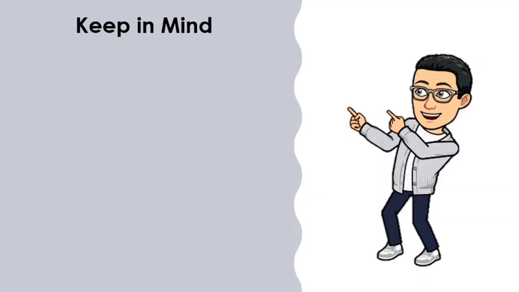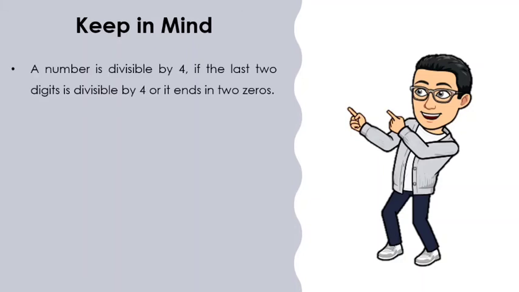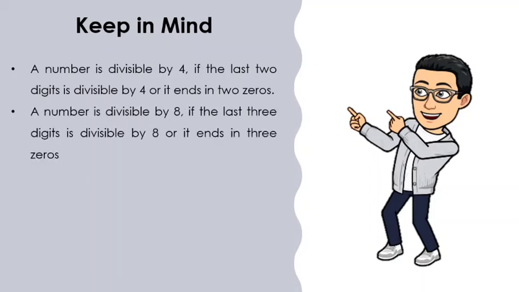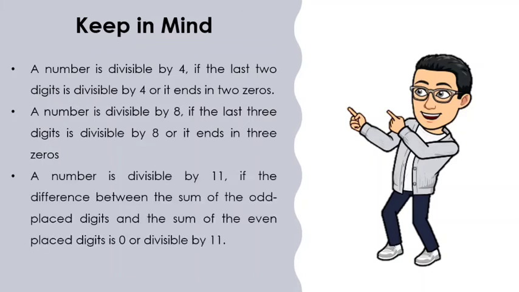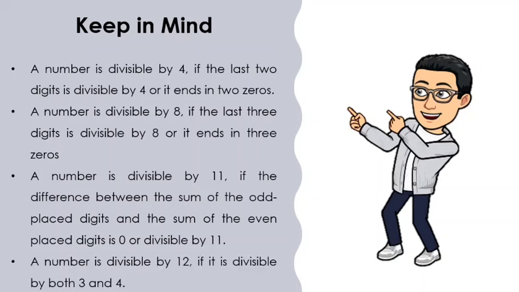Keep in mind, a number is divisible by 4 if the last two digits are divisible by 4 or it ends in two zeros. A number is divisible by 8 if the last three digits are divisible by 8 or it ends in three zeros. A number is divisible by 11 if the difference between the sum of the odd place digits and the sum of the even place digits is 0 or divisible by 11. A number is divisible by 12 if it is divisible by both 3 and 4.